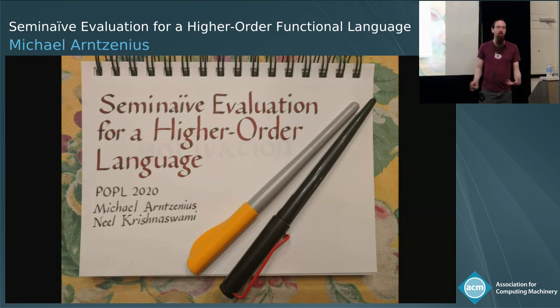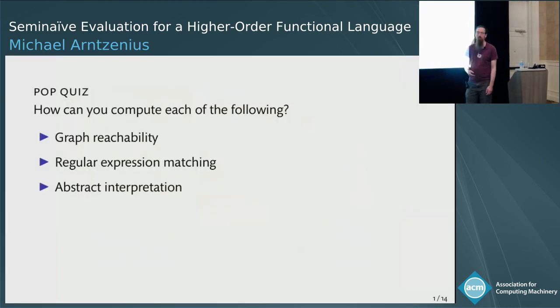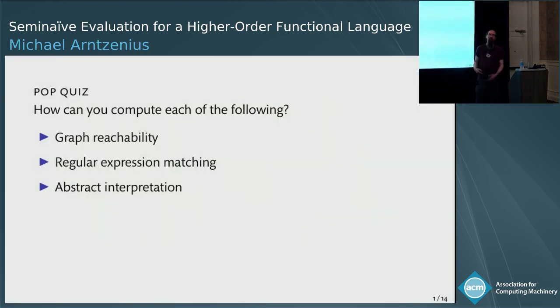and I hope by the end you'll have a rough idea how you can do it for a higher order language. But first, a pop quiz. What do the following have in common? Reachability in a graph, matching regular expressions, and abstract interpretation.